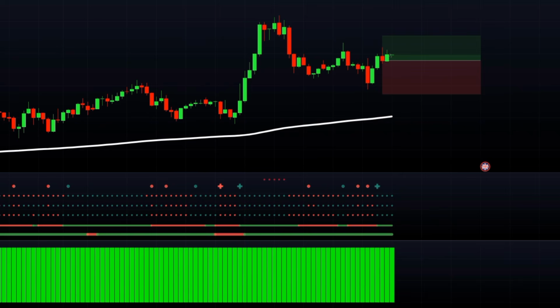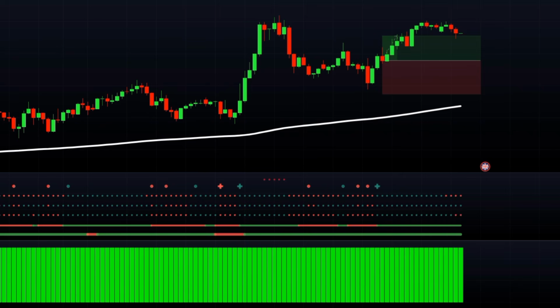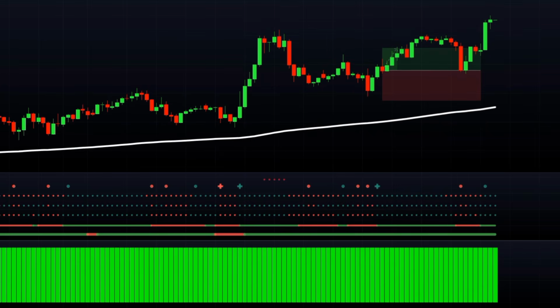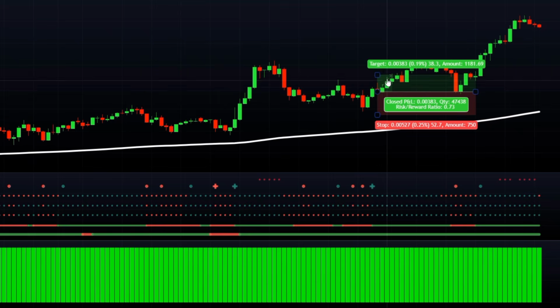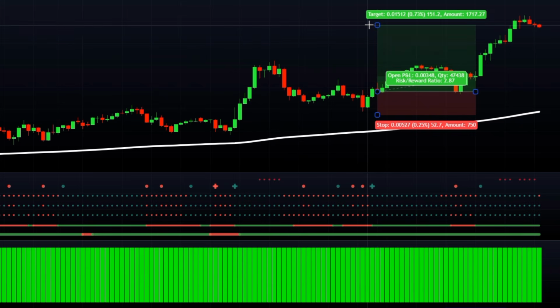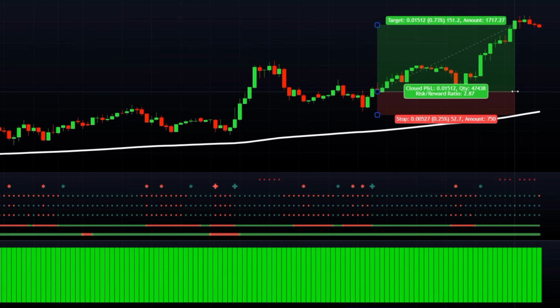A sensible approach for this system is stop loss. For buys, place it below the recent swing low. For sells, place it above the recent swing high. Take profit. Aim for a 2-to-1 risk-to-reward ratio. This means for every dollar you risk, you're aiming to make 2.